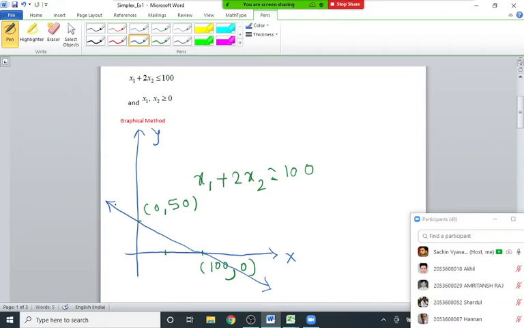Once we draw the straight line, it divides the first quadrant in two parts. The first part is this triangle and the other part is this unbounded region. Right now we use the test of origin. To check the region, if we replace the origin coordinates as 0, 0, then 0 is less than 100, and that is true. That means 0 satisfies our constraint, so the region is towards the origin.